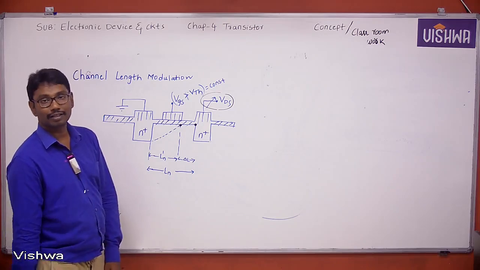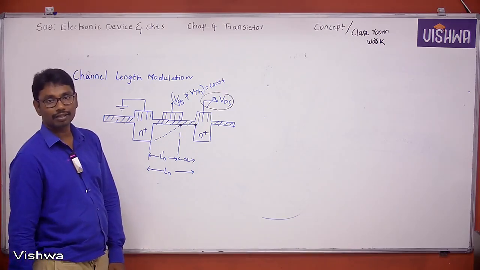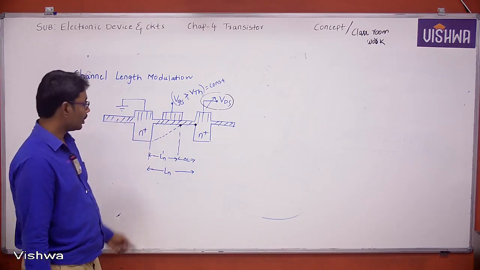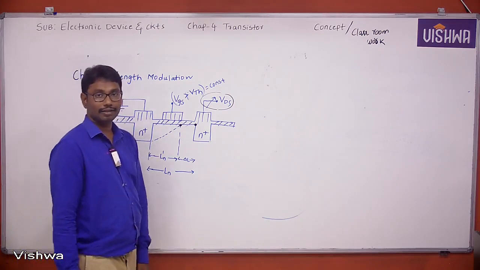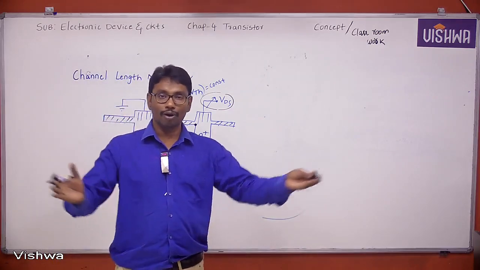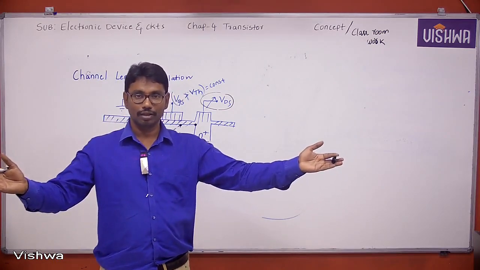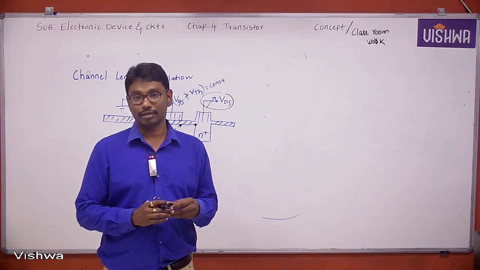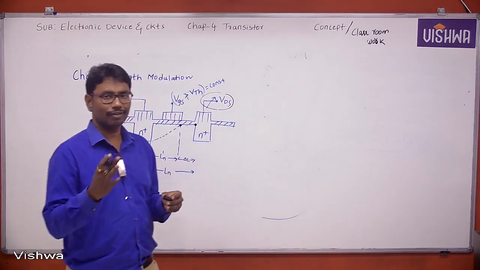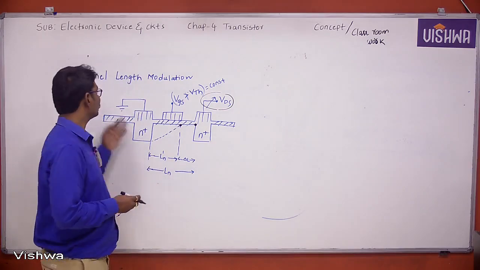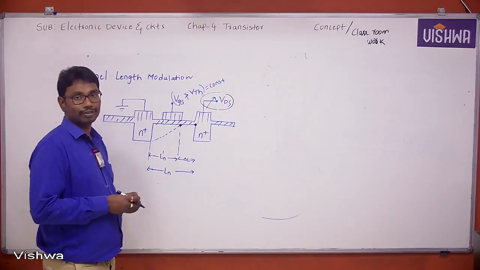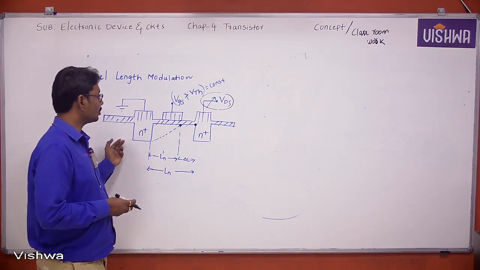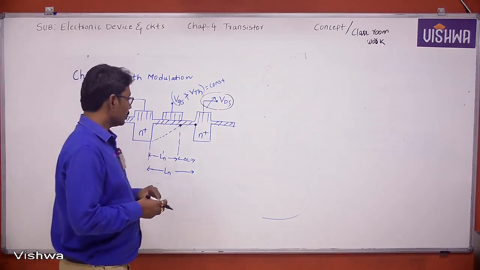Like base width modulation in BJT, in FET there is an effect called channel length modulation. This channel length modulation is negligible in the case of long channel length MOSFETs. It should be considerable in the case of small channel length FETs. In the case of long channel, there is no problem of channel length modulation, but in the case of short channel, there is a problem of channel length modulation, right? Write down please.